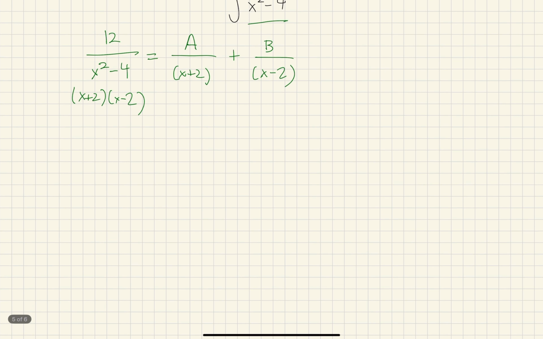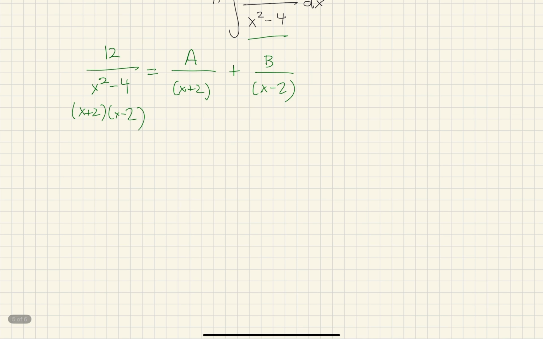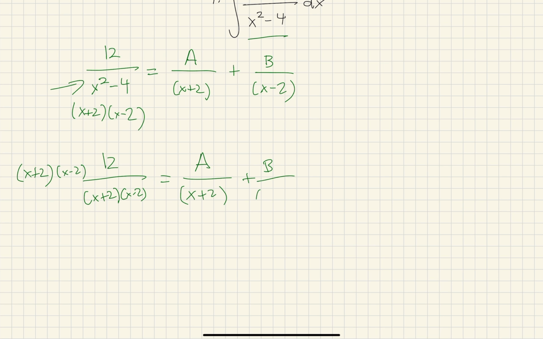So we're going to simplify it down, or get rid of this denominator on this side. And by getting rid of this denominator, we have to multiply, and multiplying one side means we have to multiply the other side. So let's go ahead and write this down. Okay, now let's multiply by x plus 2, x minus 2, and then multiply the other side as well.